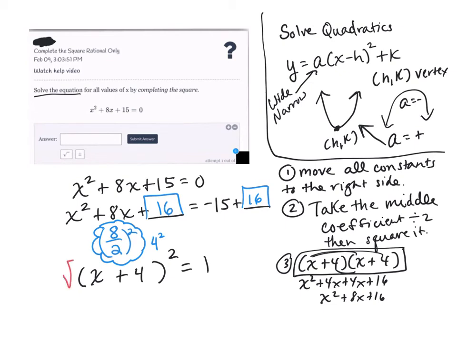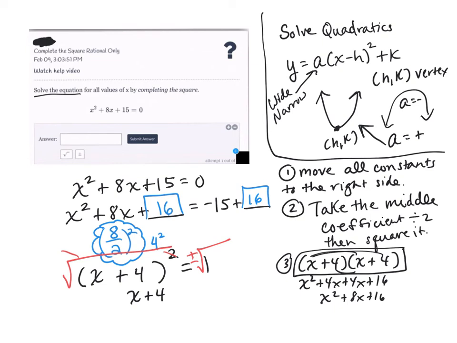Okay, so once I get to this point, then I can go ahead and take the square root, because taking the square root of a square just cancels it out, and I'm left with x plus 4. Now on the right side, we need 2 roots. So when we take the square root of 1, we could have a positive square root and a negative square root, because if I square a negative, I'm still going to get a positive. So we have to account for both.